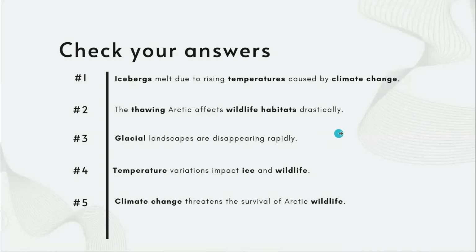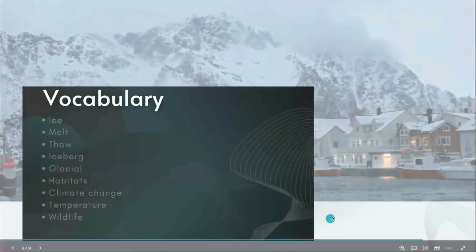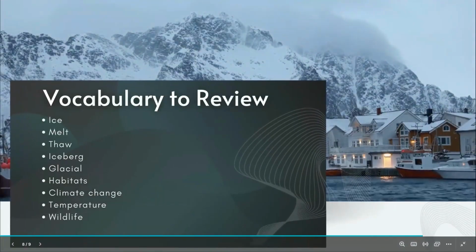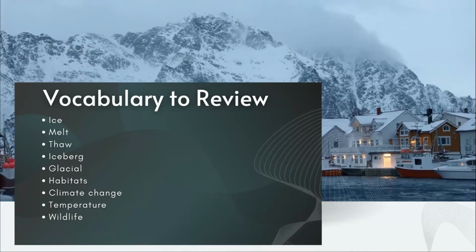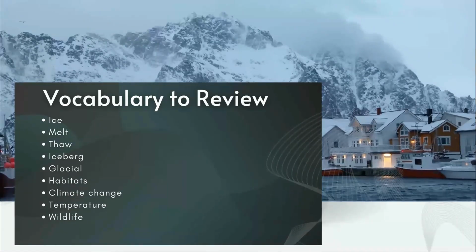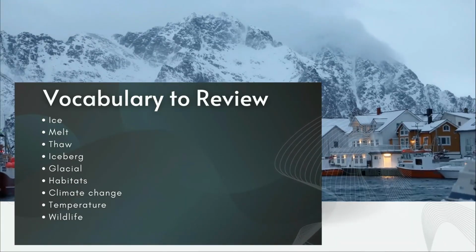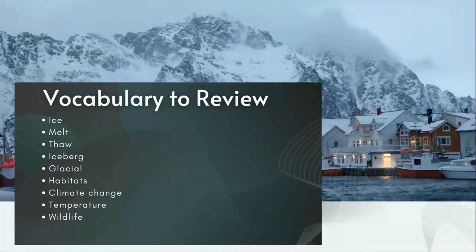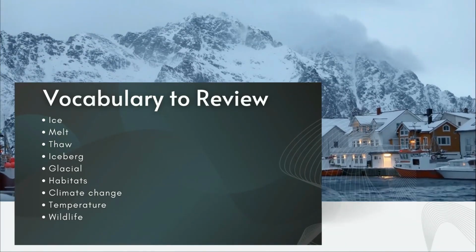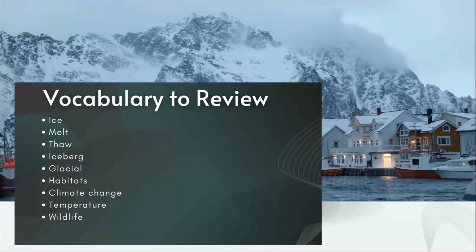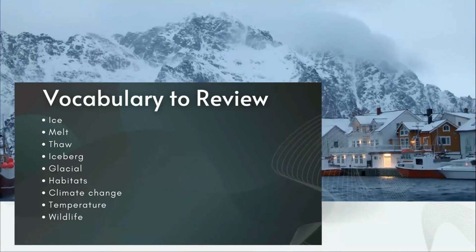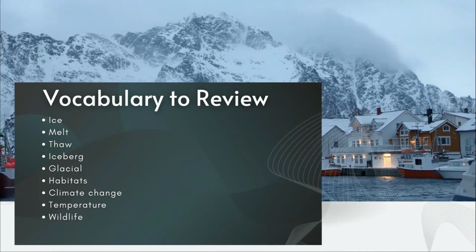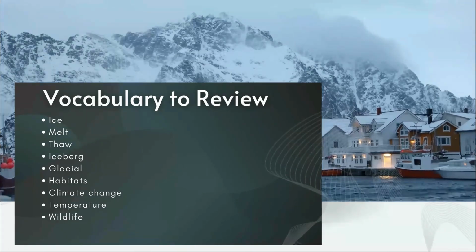All right, so practice these words, and here in the next part, we're just going to see what words we are focusing on again to help you remember. This is your vocabulary list for this week. So we have the word ice, melt, thaw, iceberg, glacial, habitats, climate change, temperature, and wildlife. So study these words, become familiar with them. Feel good about knowing the different word forms of some of these words. For example, thaw. Thaw is a verb, and this is it in the base form, but you could say thawed or thawing as well. So become familiar. Today we had thawing with the ing in our example sentences.